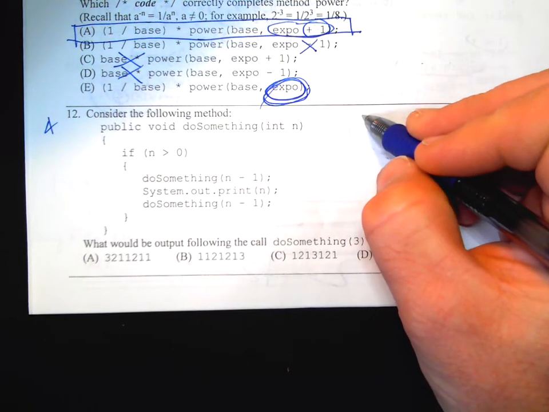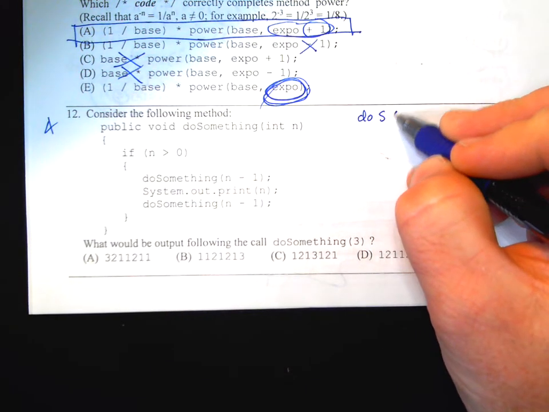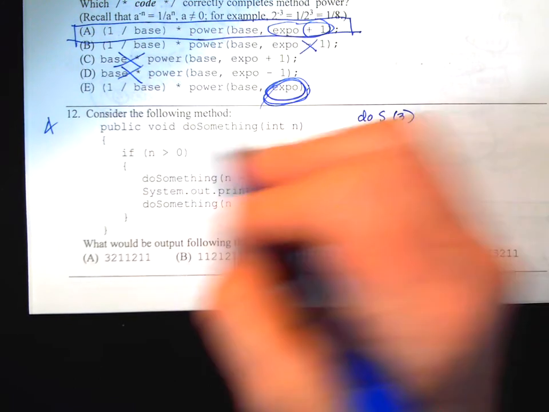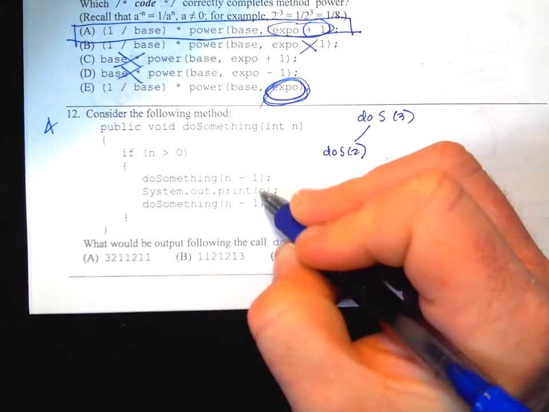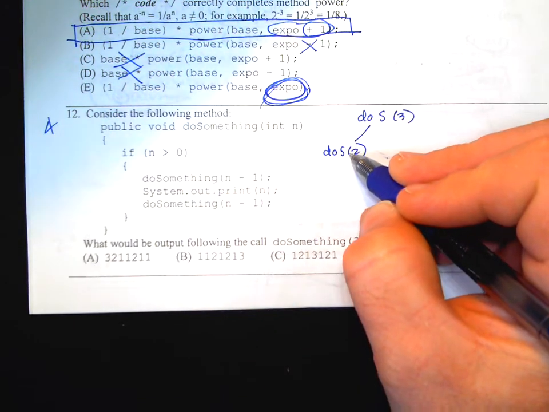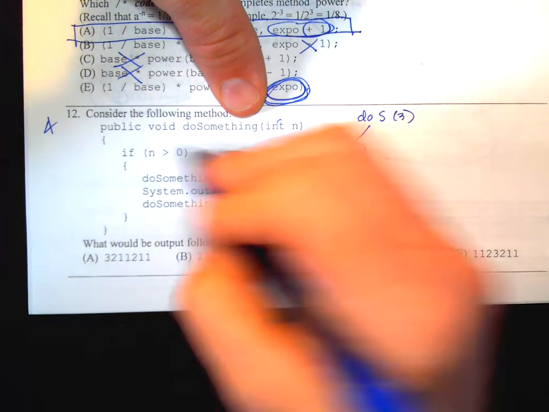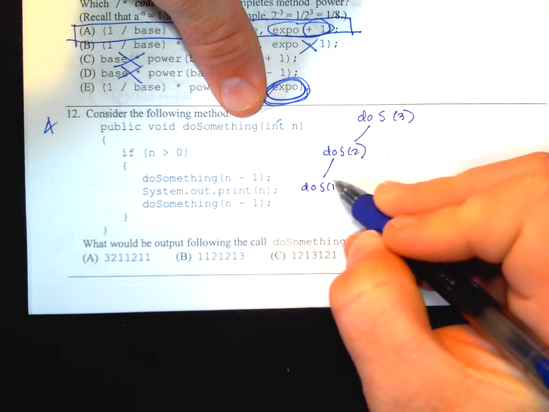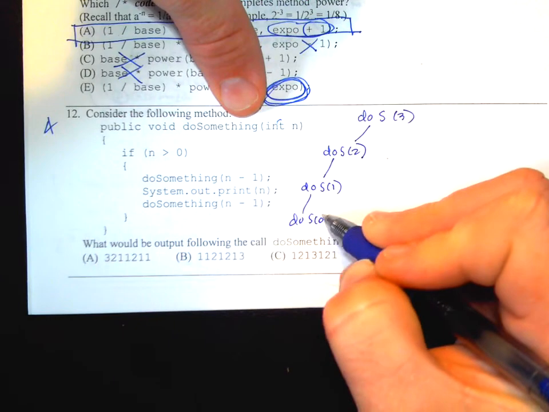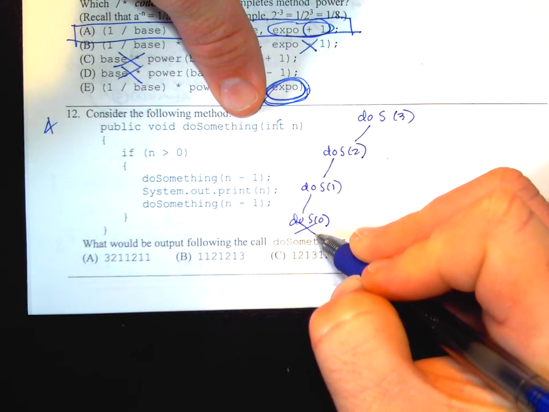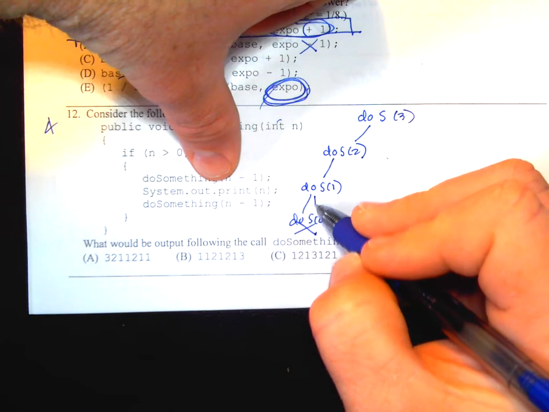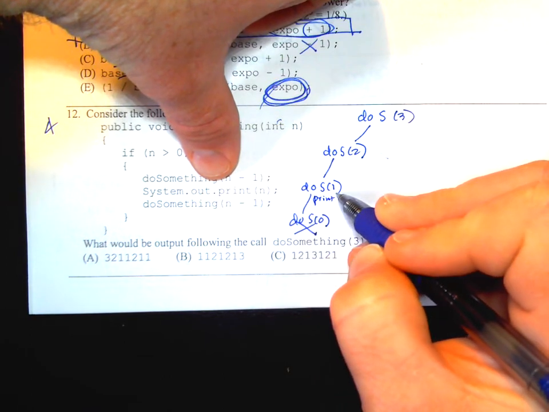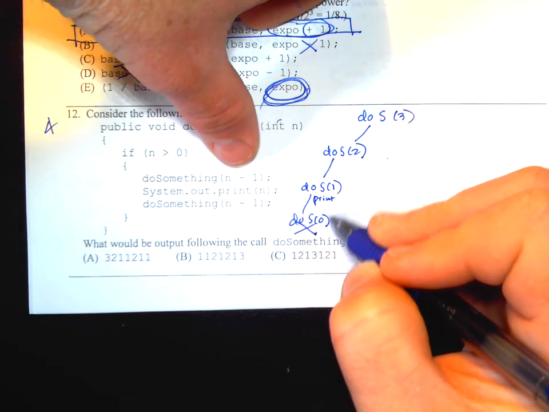So let's trace it out. Do something 3. Right away, 3 is bigger than 0, so it calls do something 2. Now, it doesn't go to these yet, because the call to do something 2 goes back up here and says, well, is 2 bigger than 0? It is. And it calls do something 1, and then it calls do something 0. So finally, we get to 0, and we're done. Okay? So then it goes back up here to the last call of do something, and it prints out what value? Let's see.